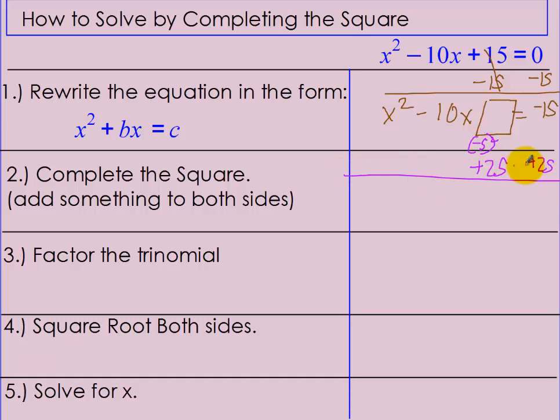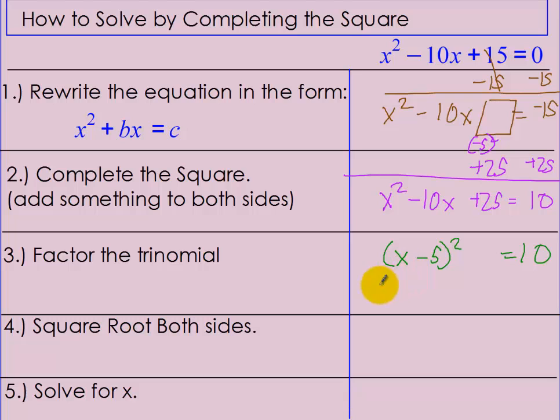What happens when you do that is you're going to get x squared minus 10x plus 25 equals negative 15 plus 25, which is going to be positive 10. And that's the next step. So that's completing the square. Now I want to factor the trinomial. So I can factor this on the left-hand side, and that factors to x minus 5 squared equals 10.